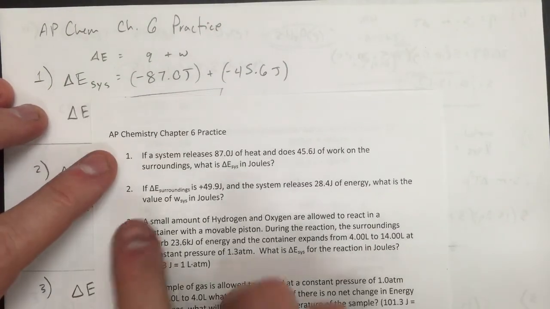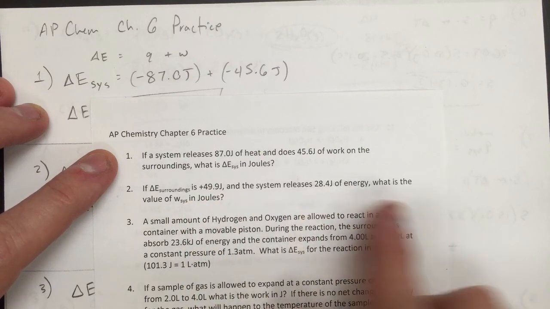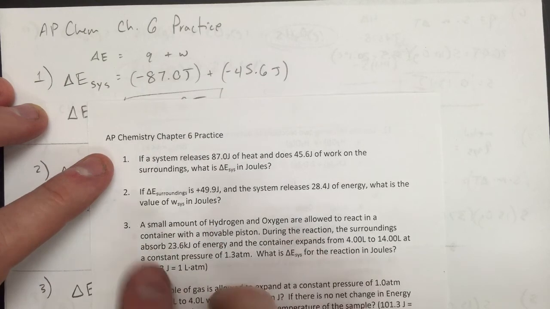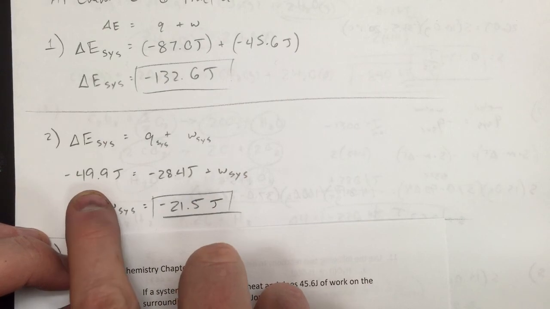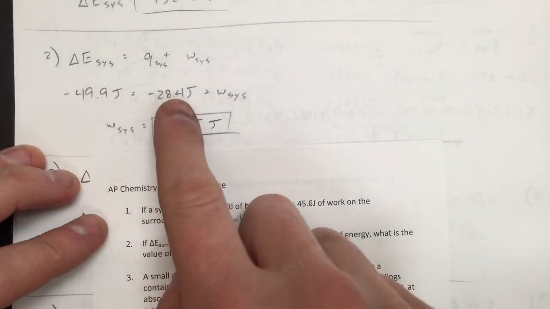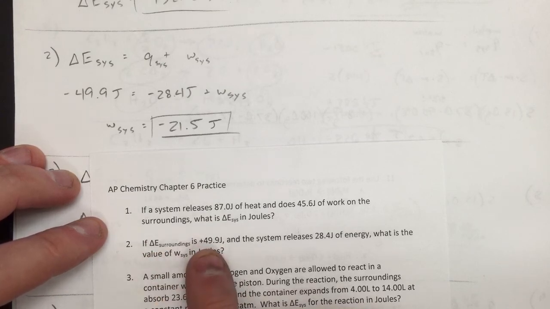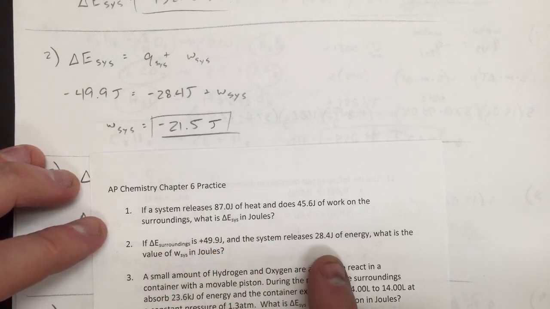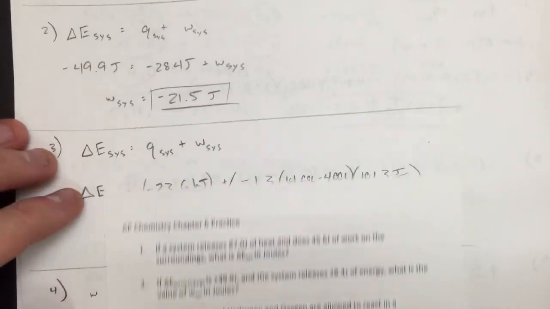That's number one. Number two, if E for the surroundings is positive 49.9 and the system releases 28.4 joules of energy, what's the value of W for the system in joules? We have the same equation, E for the system equals Q plus W. This time it tells you E for the system and Q, so you know those two terms and you don't know the work, so you solve for the work. If E for the surroundings is positive 49.9 joules, then E for the system is negative 49.9. If the system releases this much energy, it means Q for the system is also negative. So again, negative 21.5 joules is the work.